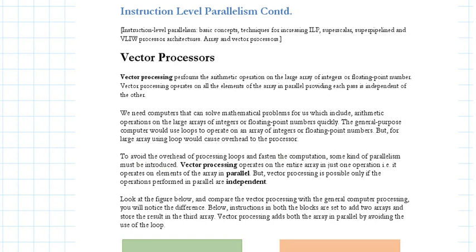So, to avoid the overhead of processing loops and paths in the computation, some kind of parallelism must be introduced. This line actually tells about the idea behind the development of the vector processor. Vector processing operates on the entire array in just one operation. That is, it operates on elements of the array in parallel. But can you perform any kind of operation in vector processors? No. Vector processing is possible only if the operations performed in parallel are independent.